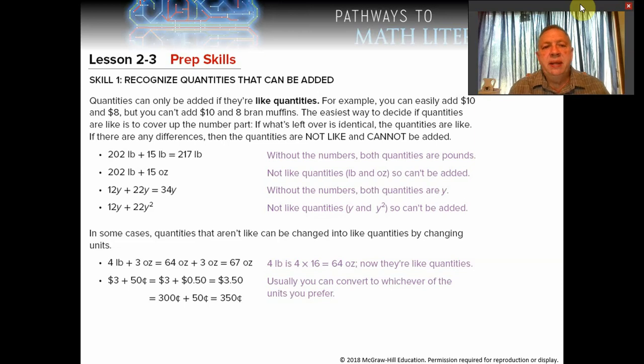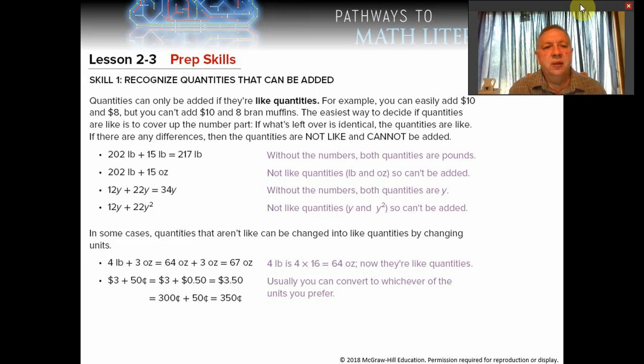Quantities can only be added if they are like quantities. Like quantities can be the same dollar amount using the same currency, the same lengths, the same weight methods. For example, you can easily add $10 and $8, but you can't add $10 and 8 bran muffins. They don't go together. The easiest way to decide if quantities are like is to cover up the number part. If what's left over, the units, is identical, the quantities are like. If there are any differences, then the quantities are not like and cannot be added in general.